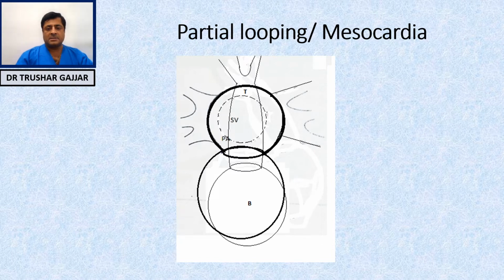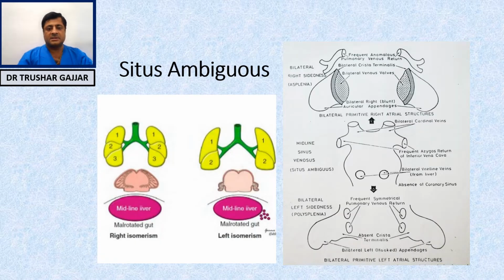The second anomaly of looping is when the bulbar component comes in front but doesn't go to the right or left side. It remains in the center. This leads to an anomaly called situs ambiguus, or mesocardia. This ambiguus might be of the right variety or the left variety. In the right variety, right isomerism, both lungs are 3-lobed, both bronchi are eparterial, the liver is in the midline, and there is a malrotated gut.